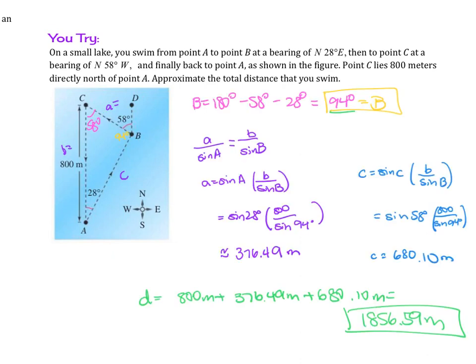All right, if you tried this out, you would find, first of all, that C over here is going to be 58 degrees, right? So alternate interior angles are congruent, so that's 58 degrees. Therefore, angle B is 94 degrees. Then you find side A and side C. So you do A equals sine A times B over sine of B. That is approximately 376.49 meters for A. Then C equals sine of C times B over sine of B, and you would get 680.10 meters. Then you add it all together to get the total distance, which is 1,856.59 meters.